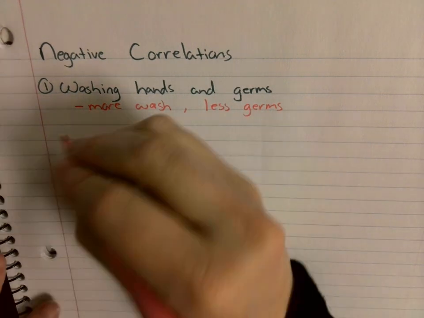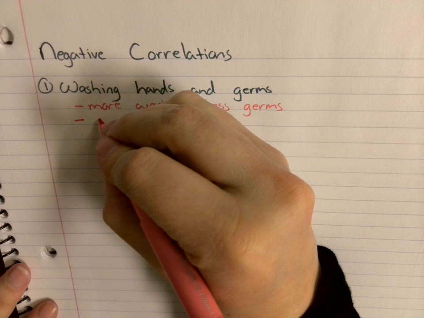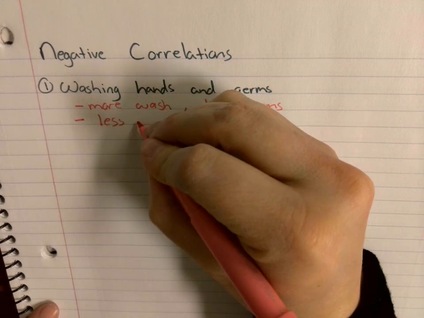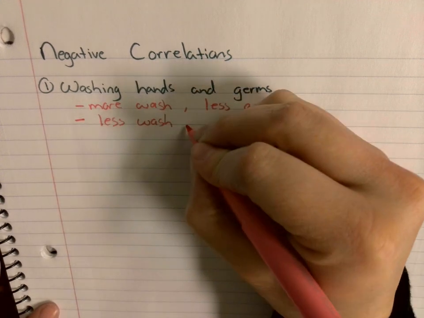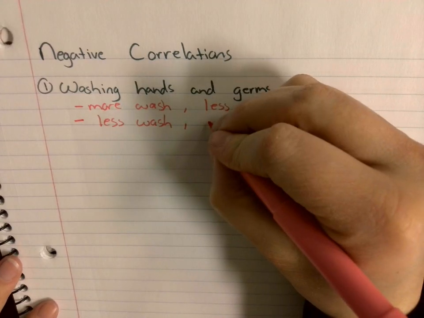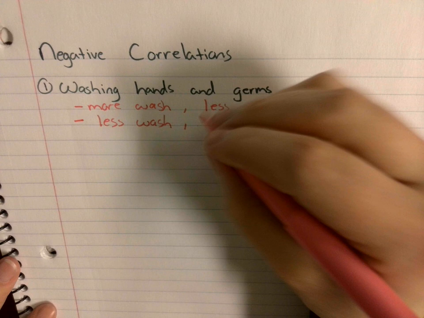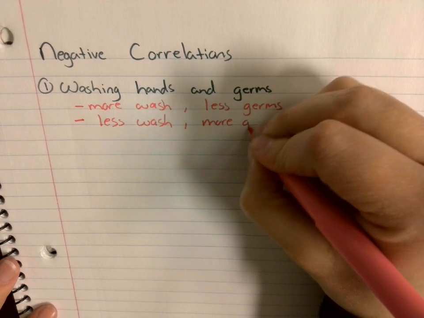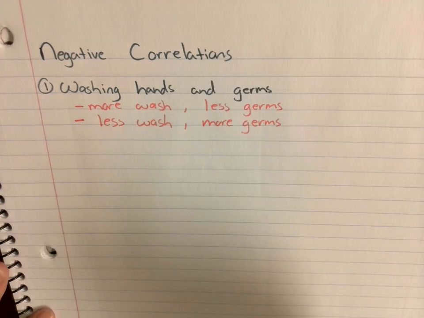And in the reverse, if my X is a low value, if I don't wash my hands very often, especially during cold and flu season, then I'm increasing the amount of germs that I potentially am going to carry around. I increase the chances that I might get sick or that I might spread sickness.